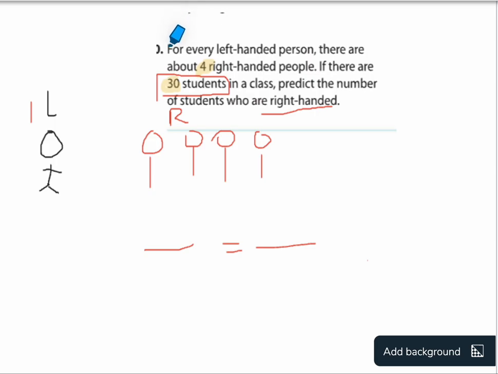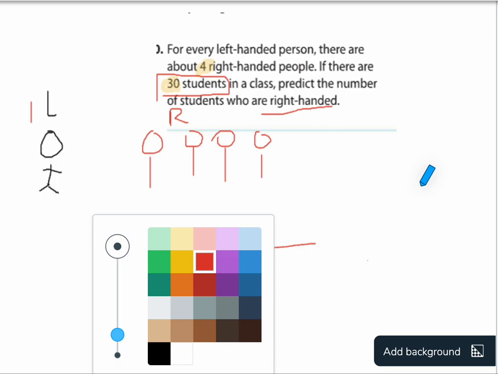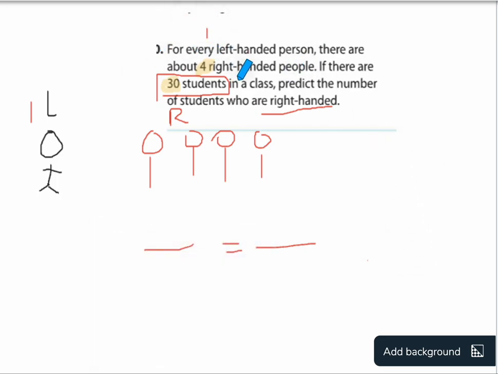It says here, for every left-handed person, there are about 4 right-handed people. That means for every person that's L for left-handed, there are 4 right-handed people. So there it is, my number should probably be 1. Go ahead and you're going to put this into your fraction, because now you know there's 1 person that's left-handed.